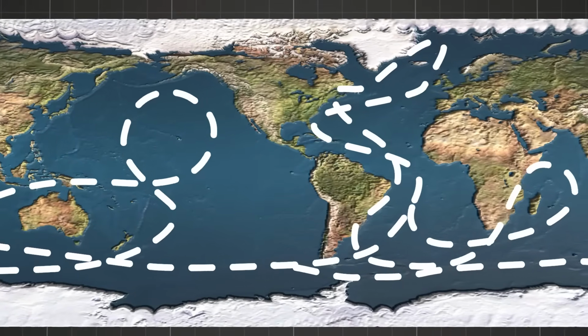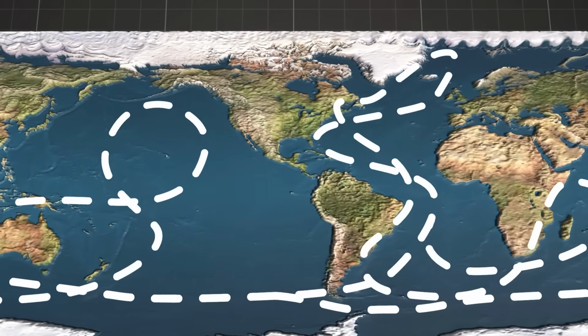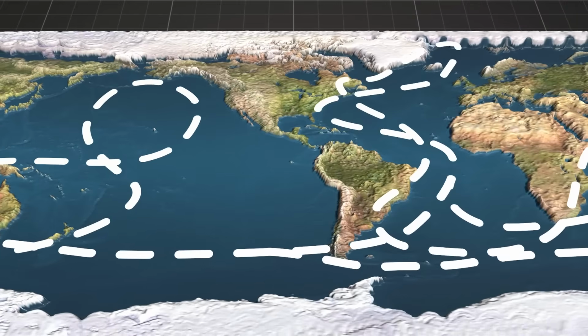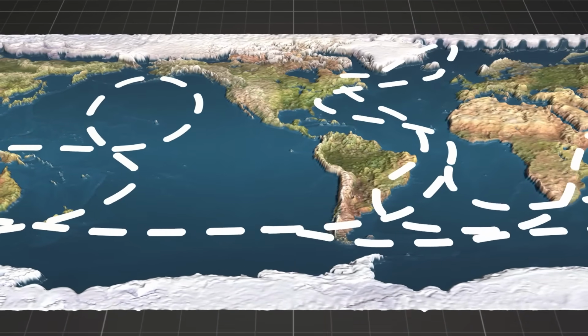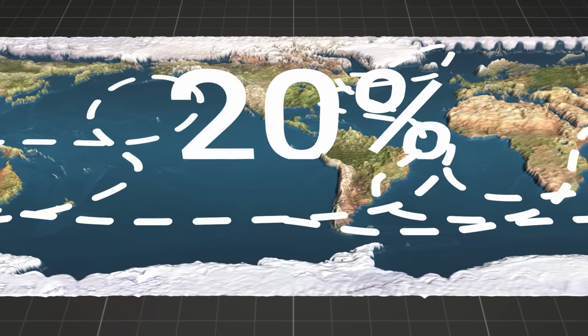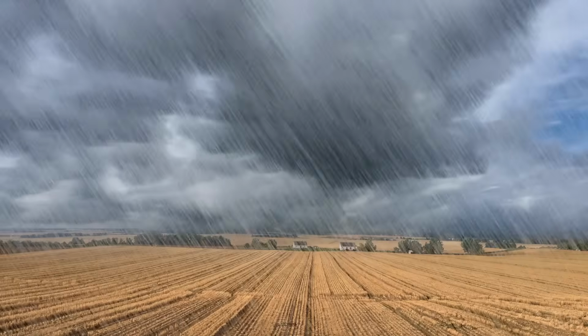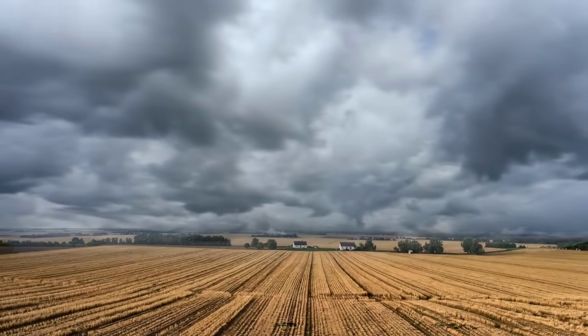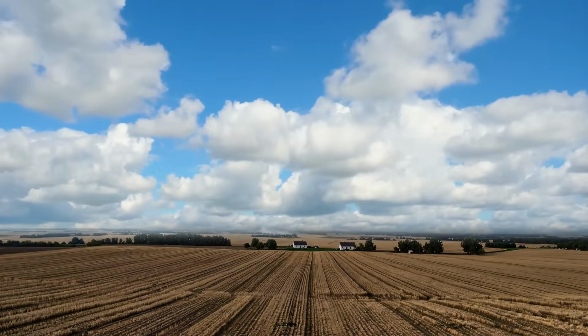But here's the not-so-fun part. Scientists have spotted a serious red flag. The ACC is slowing down. And not just by a little bit. We're talking up to 20% weaker by 2050. If this trend continues, we're looking at climate chaos that could make your worst Monday feel like a day at the spa.